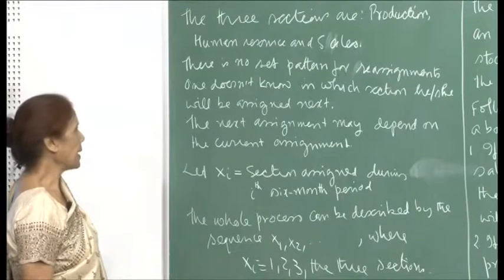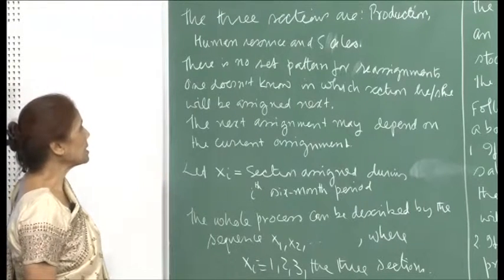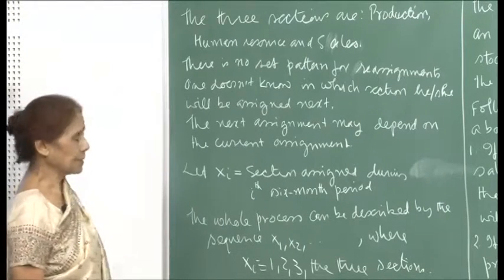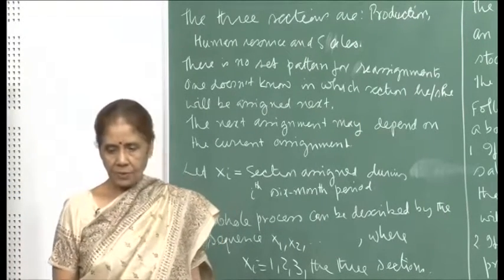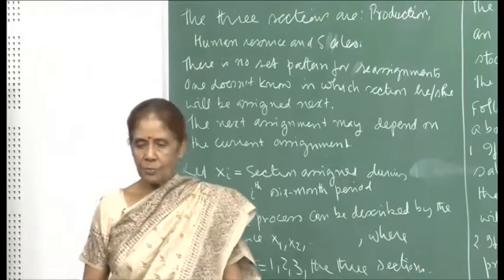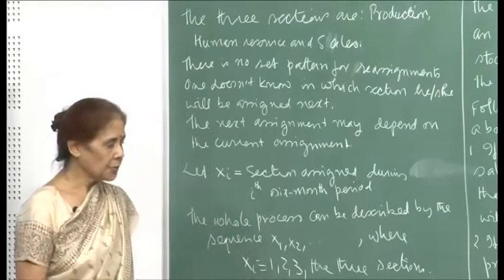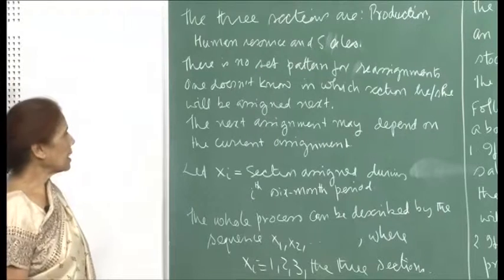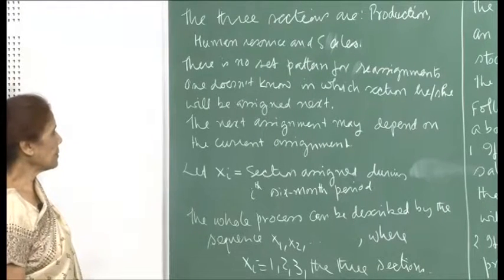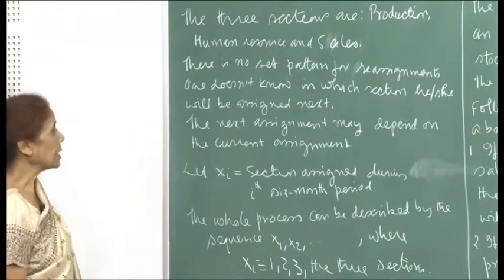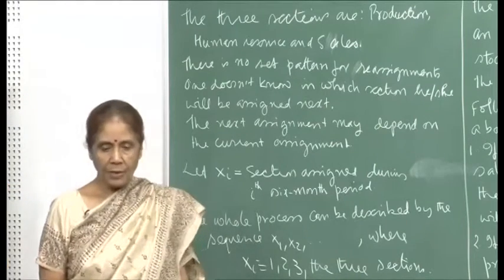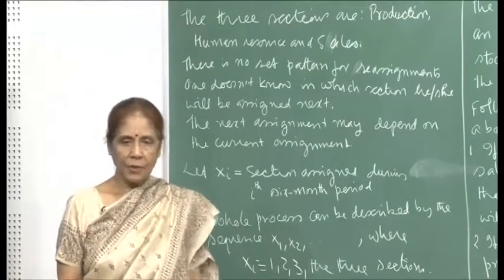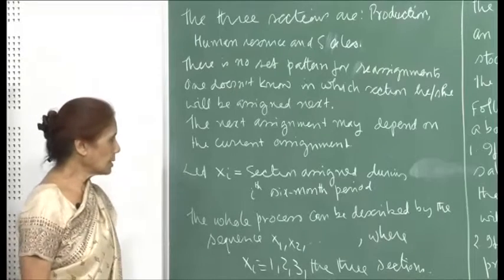Since there is no set pattern known for the reassignments, one does not know in which section he or she will be assigned next. So, after you have been in one section for a while, certainly you know that you will be transferred, but then you do not know to which one you will be transferred, right. So, the next assignment may depend on the current assignment. It is possible that wherever you are right now may have a bearing on where you will be next.